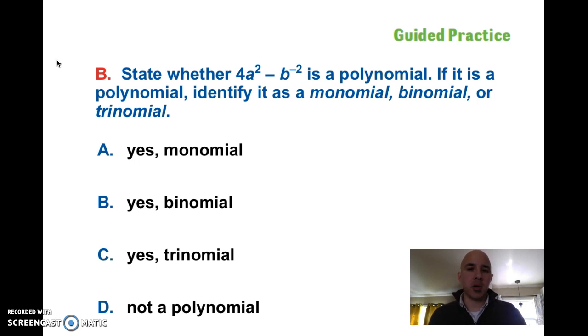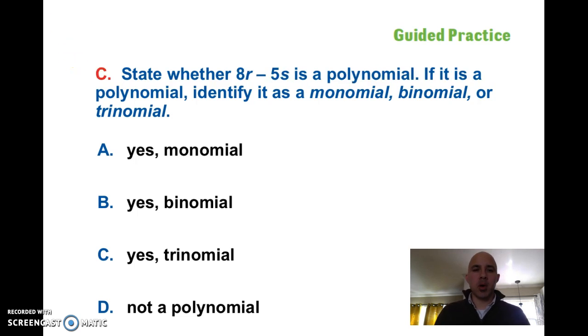If it is a polynomial, identify it as a monomial, binomial, or trinomial. If you have any questions on letter B, please let me know. Okay, welcome back. We're going to state whether 8r minus 5s is a polynomial. Again, you're going to identify it as a monomial, binomial, or trinomial.